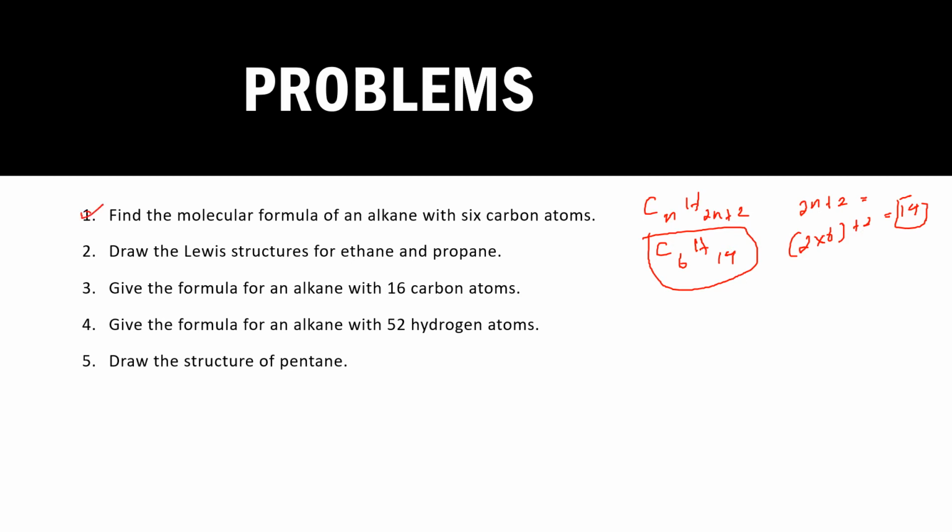Second question: draw the Lewis structures of ethane and propane. Most important thing here, ane. Ane means this is an alkane. If it's an alkane, there are no double or triple bonds. So, ethane. One thing you have to know is the counting in organic chemistry. I will write it down here now. You note it down on your paper. First one, meth. Second one, eth. Prop.